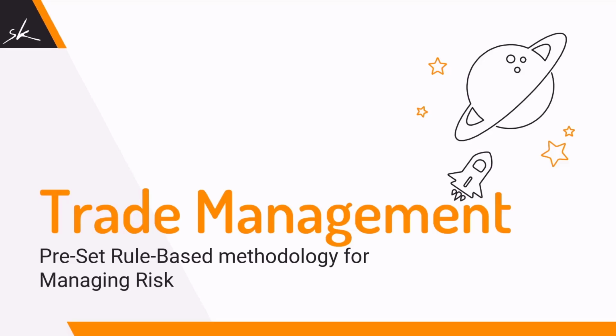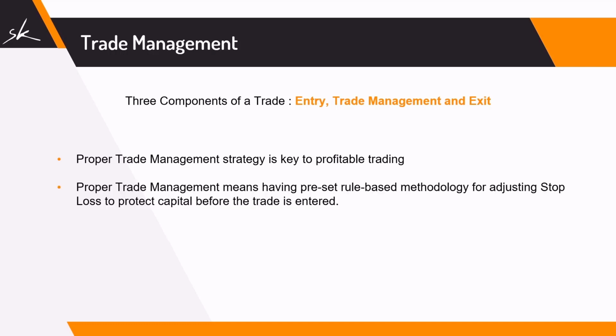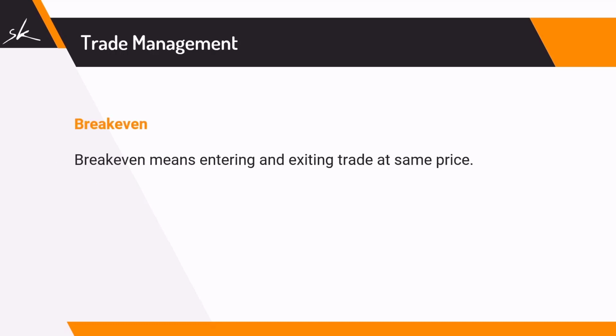After entering a trade, we need to follow trade management rules for managing risk. Every trade has 3 components: entry, trade management, and exit. Proper trade management strategy is key to profitable trading. Proper trade management means having a preset rules-based methodology for adjusting stop loss to protect capital even before the trade is entered. Break-even means entering and exiting the trade at the same price, or in other words, no profit, no loss. Our break-even rule will be to revise stop loss to entry at 1:1.